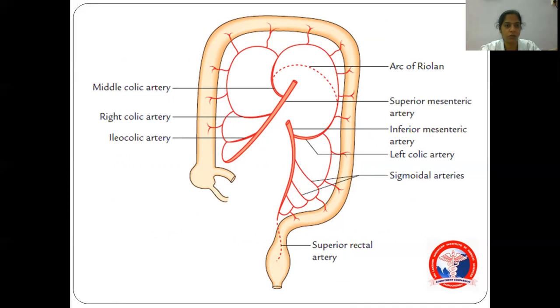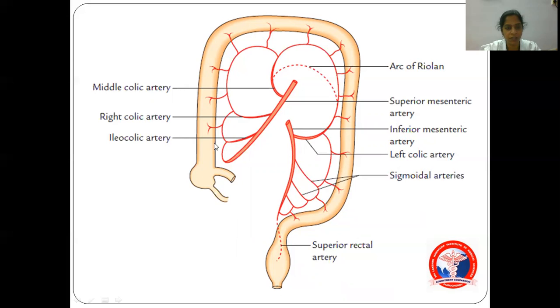Now the next one we are going to learn is the blood supply of the cecum. Before that, we'll refresh about the blood vessels. We already discussed the celiac trunk. Here you can see the superior mesenteric artery and inferior mesenteric artery. Let's see about the branches. In this picture, you can see the superior mesenteric artery. It gives rise to the middle colic artery, right colic artery, and ileocolic artery. The inferior mesenteric artery gives rise to the left colic artery and here you can see sigmoidal branches.